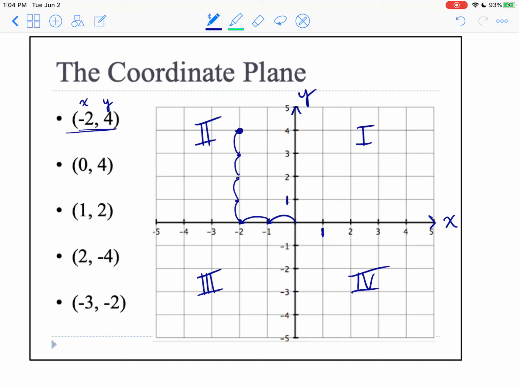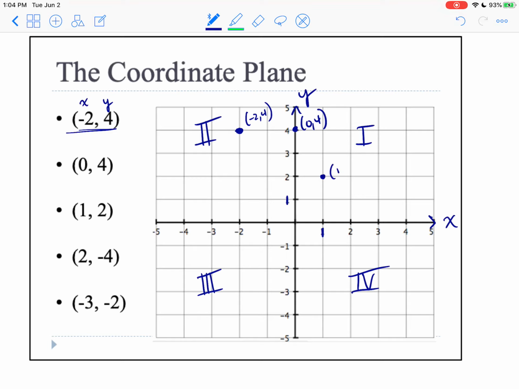So here's my point. Okay, now we don't really need to draw all of this stuff in as we go. So we're just plotting our point right here. This is -2, 4. Notice that in the second quadrant, x coordinates are negative and y coordinates are positive. The next point, 0, 4, is actually right here. This is not a quadrant. This is actually the y-axis. So that is not considered a quadrant. It is an axis. We have the point 1, 2, so I go to the right 1, up 2.